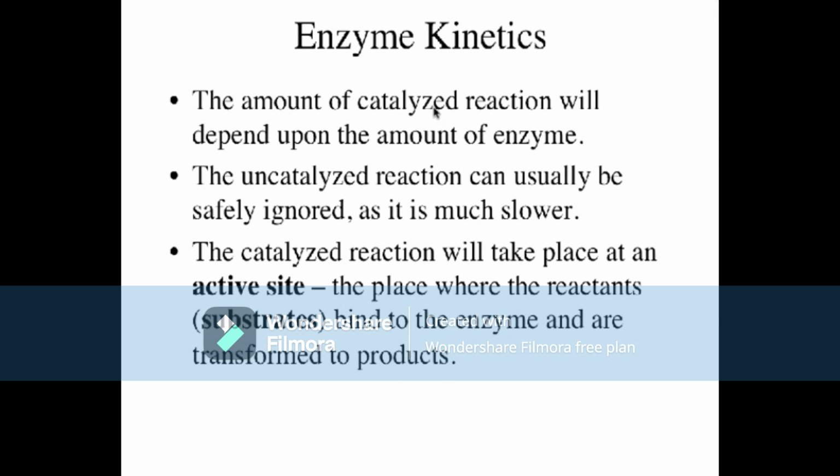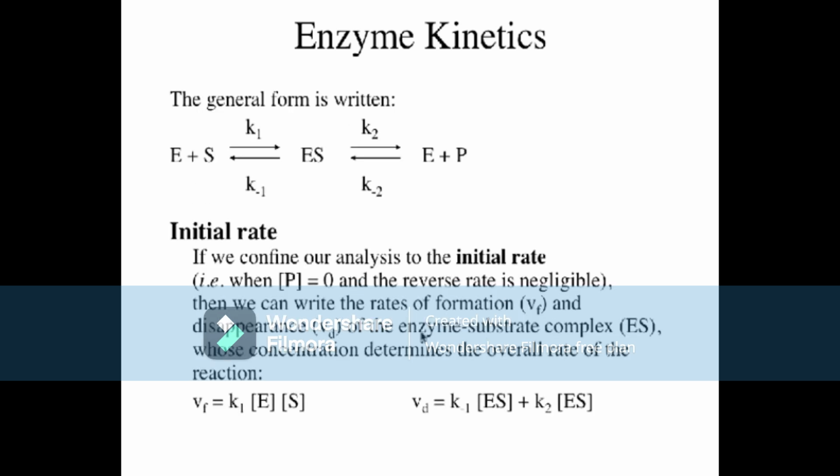Okay, so with enzyme catalyzed reactions, the amount of the catalyzed reaction will be dependent upon the amount of enzyme, obviously. We can pretty much just ignore the uncatalyzed reaction because it's going to be so much slower. I mean, if it was fast on its own, you wouldn't need a catalyst, would you? Right? You only need to catalyze things that normally happen slowly. So, like I said before, the catalyzed reaction will take place at the active site. This is the place where the reactants bind the enzyme and then are transformed into products.